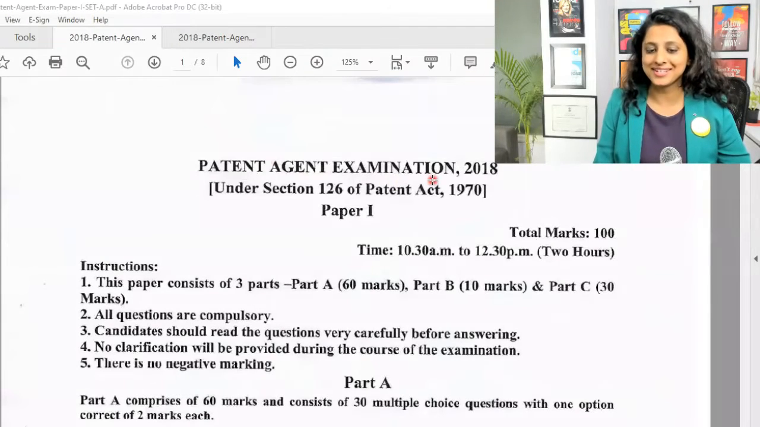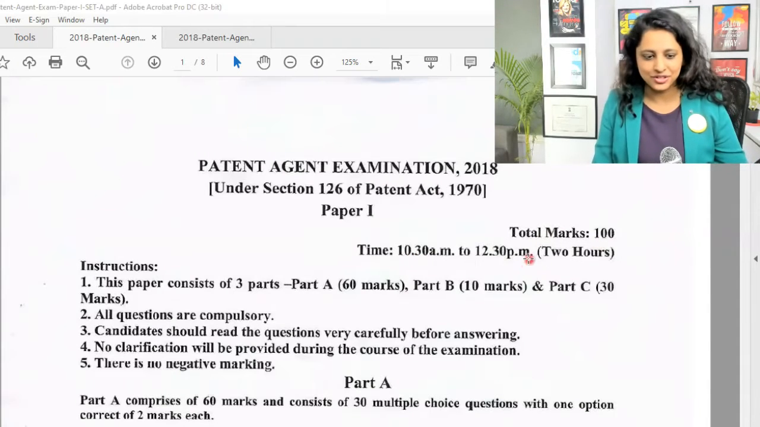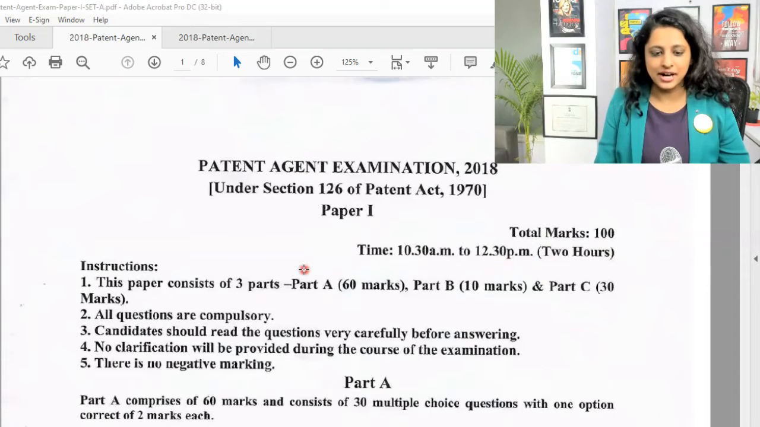Indian Patent Agent Examination, paper 1: total marks is 100 and time duration is 2 hours. It happens in the morning shift. Then this paper is divided into 3 parts: Part A, 60 marks, Part B, 10 marks, Part C, 30 marks.